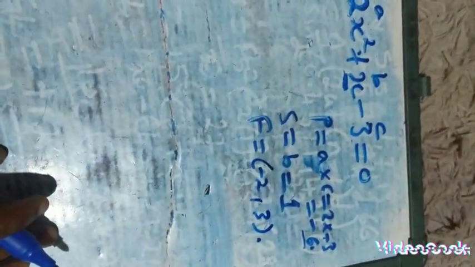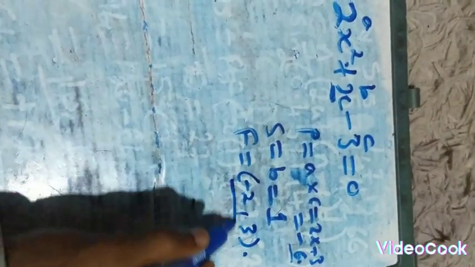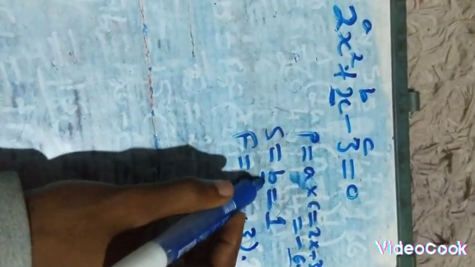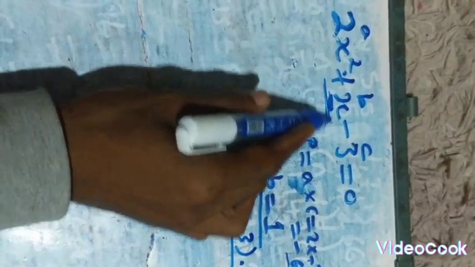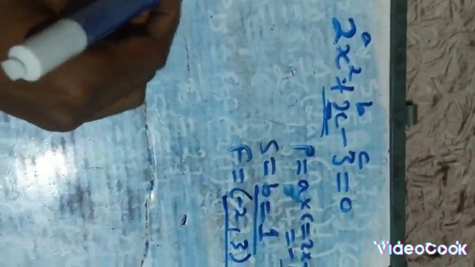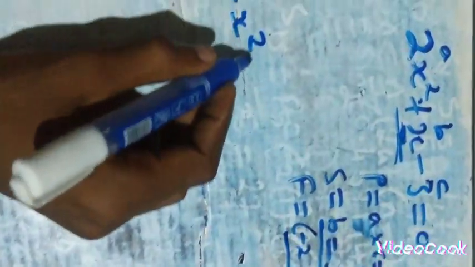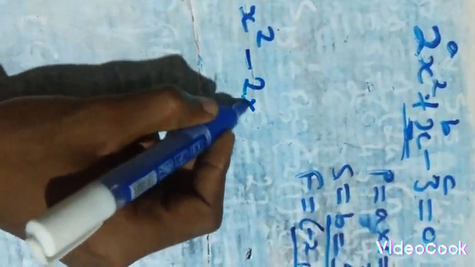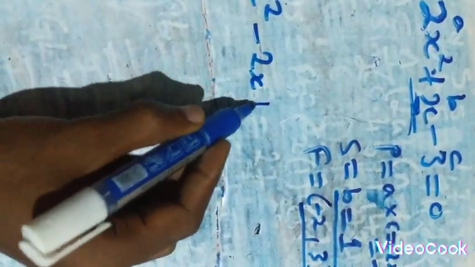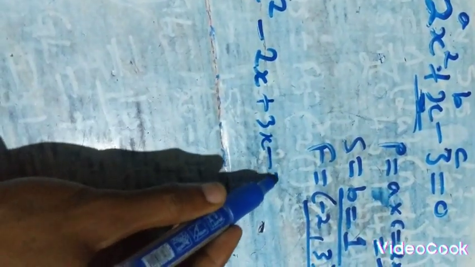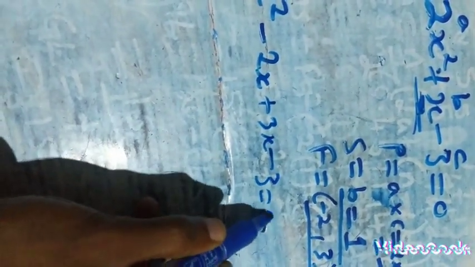After we have found this, we're going to replace the sum in the equation with the factors. It will now be 2x squared minus 2x. Don't forget you're putting these factors with x. Then plus 3x, then minus 3 is equal to 0.